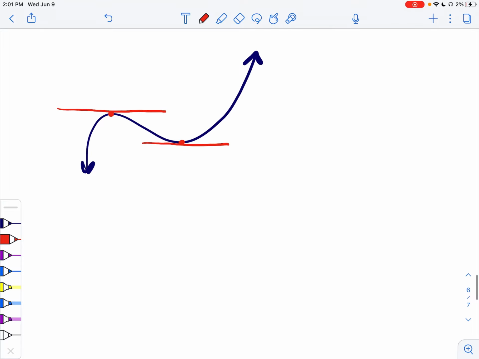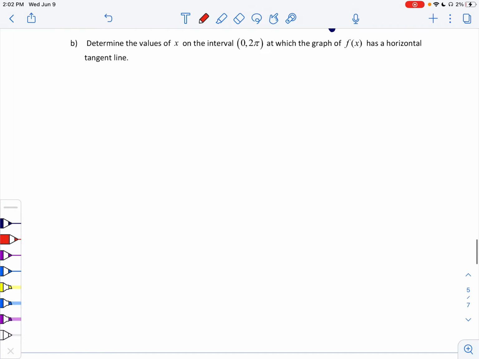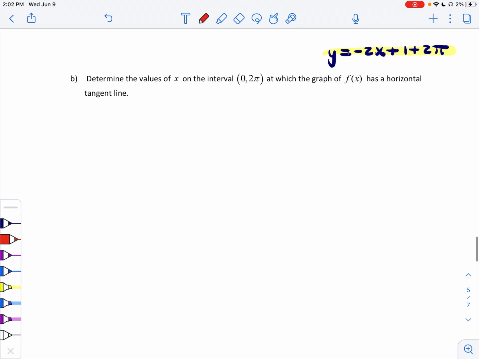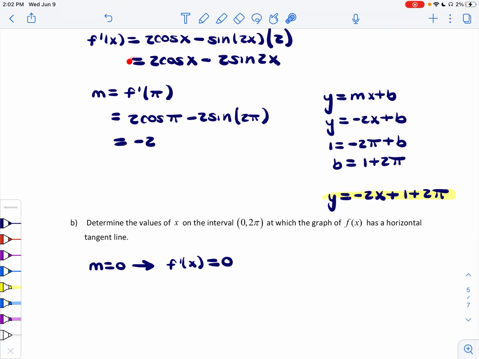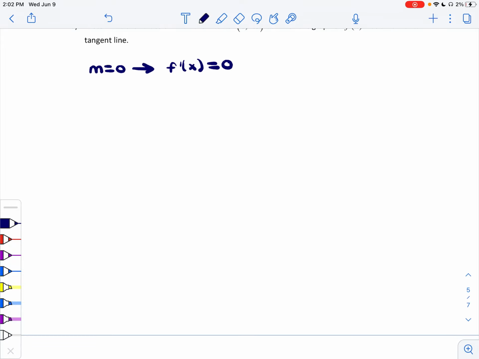So with a horizontal tangent line, the slope of the tangent line at that point is equal to 0, right? A horizontal line has a slope of 0. So if we're looking for where we have a horizontal tangent line, basically that means our slope is equal to 0, which would have to mean that the derivative is equal to 0, because the derivative just tells us the slope of the tangent line. So we just need to take our derivative that we found in part A, which is this guy, 2 cosine x minus 2 sine of 2x, set it equal to 0, and solve it out.